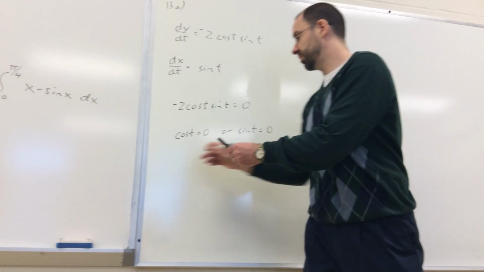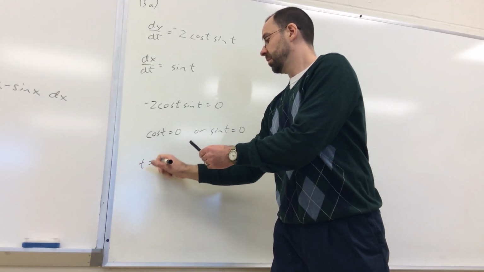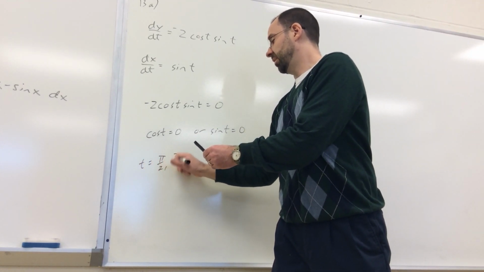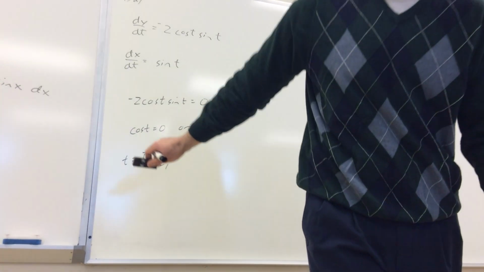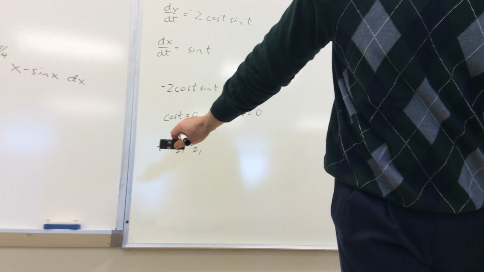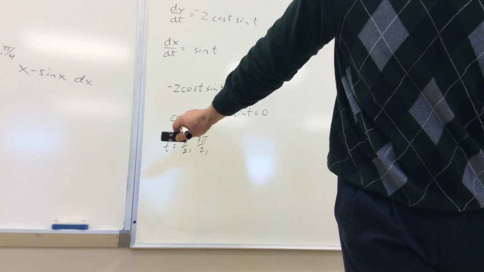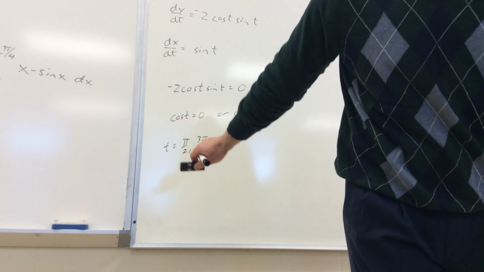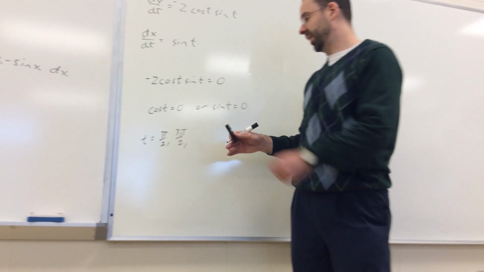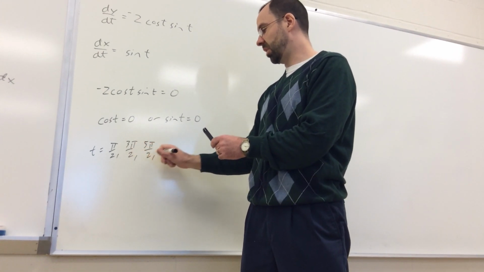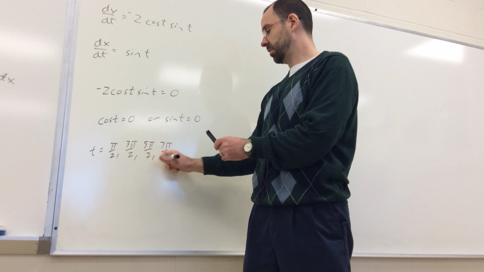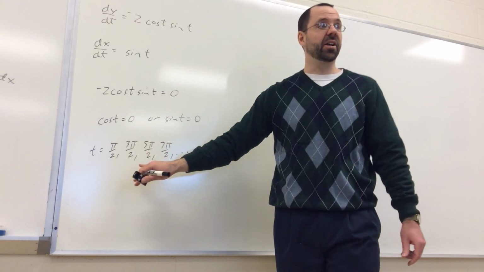Okay, so those answers are pi over 2 and 3 pi over 2 and 5 pi over 2, et cetera, et cetera. Does it have a range that it gave us? Well, it says find the points, so I bet that this starts repeating itself after a while. You get the idea, right?